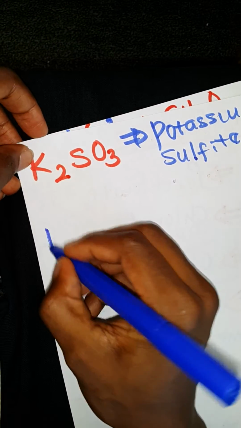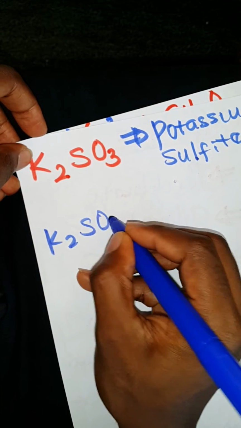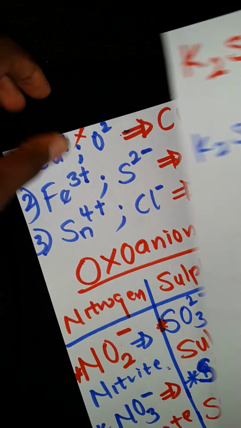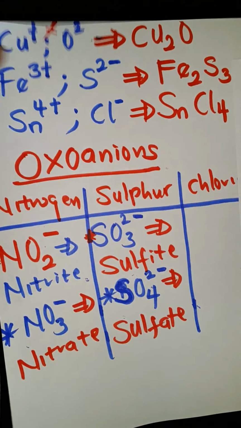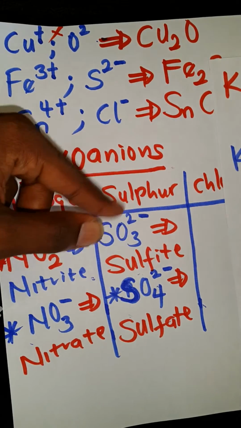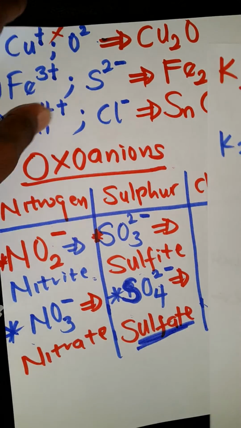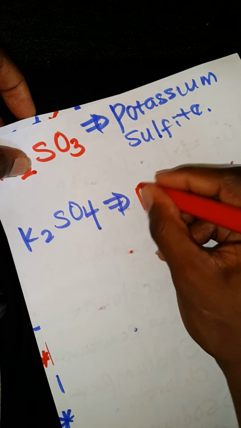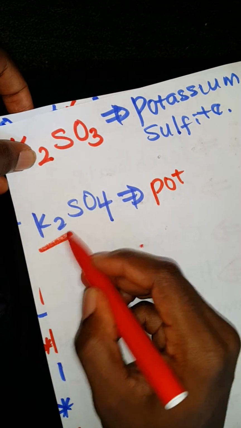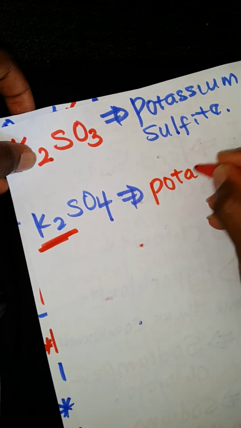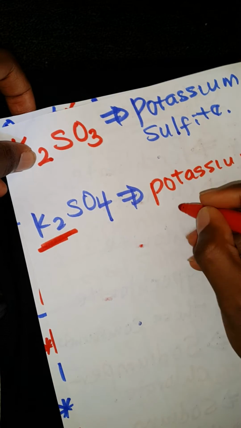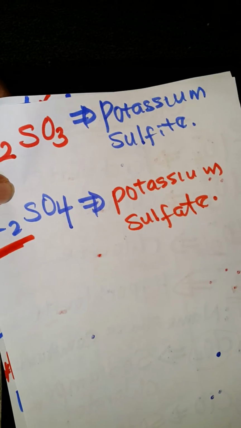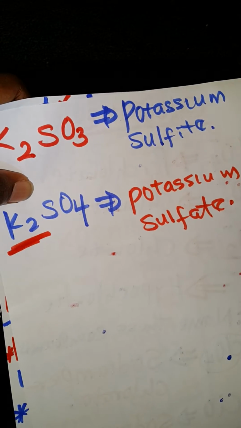If it is K2SO4, SO4 is, as you can see here, sulfate. So you write potassium, because this K is potassium, sulfate. It's as simple as that.